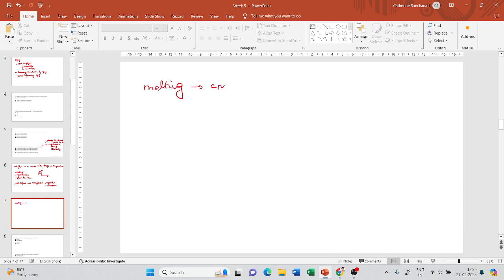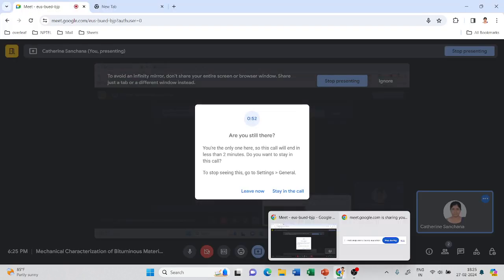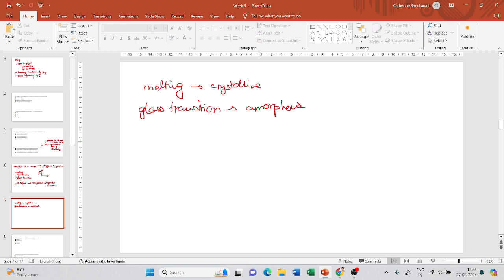for crystalline substances and glass transition for amorphous substances. Why do I say this way? Why can't I say that amorphous substance starts to melt or crystalline substance has a glass transition temperature? Yeah, it is because crystalline substances will have sharp melting points.